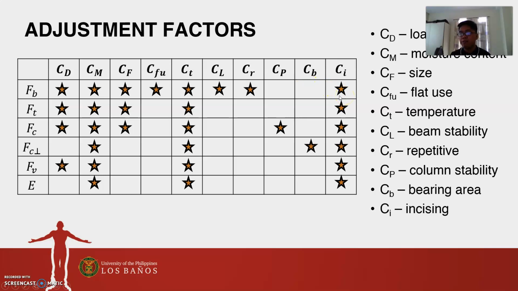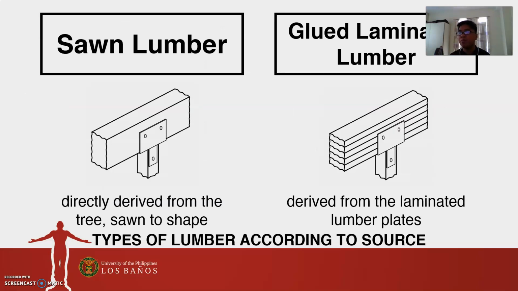And like for FC, we only need to compute for CV, CM, CF, CT, CP, and then CI, and so on. Later on, in the next video, we're going to discuss the adjustment factors one by one.